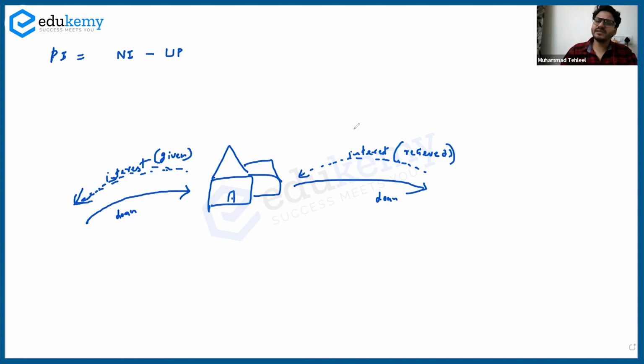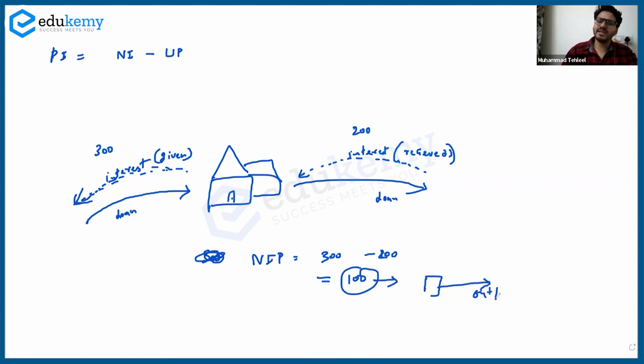Let's say the payment received by the household is 200, and the payment given by the household is 300. So you are giving out more and receiving less. What is the net interest payment? The net interest payment is 300 minus 200. The net is 100. This is the payment given by households, and that is the outflow. So this 100 is not received by households. Therefore, we have to deduct it from national income.